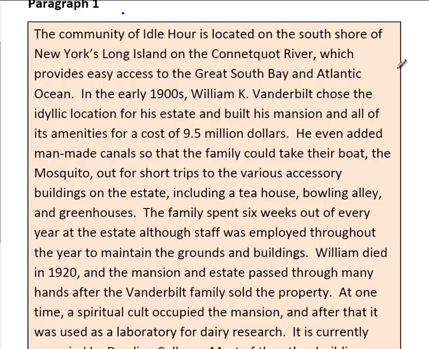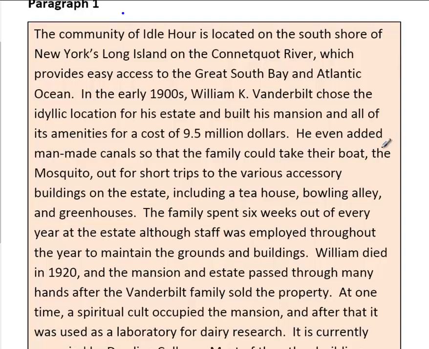In the early 1900s, William K. Vanderbilt chose the idyllic location for his estate and built his mansion and all of its amenities for a cost of $9.5 million. He even added man-made canals so that the family could take their boat, the Mosquito, out for short trips to the various accessory buildings on the estate, including a tea house, bowling alley, and greenhouses. The family spent 6 weeks out of every year at the estate, although staff was employed throughout the year to maintain the grounds and buildings.